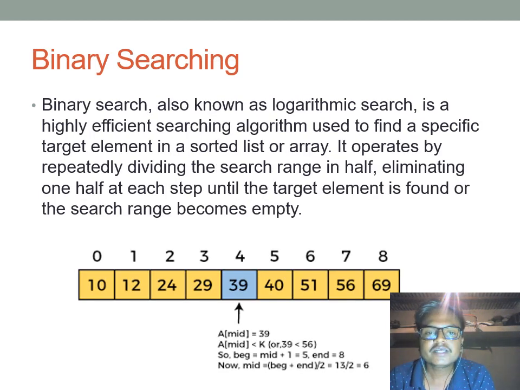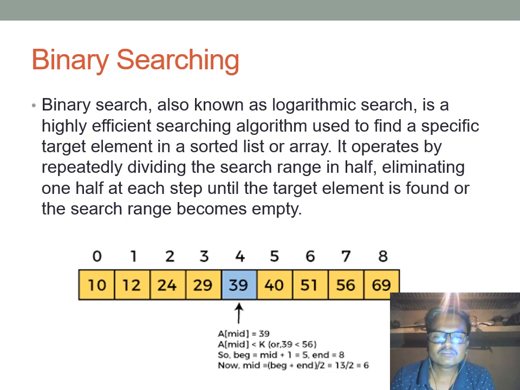The next one is binary searching. Binary search is also known as logarithmic search, a highly efficient algorithm because it finds a specific target element in a sorted list or array. If you are going to use binary searching in your list, your list needs to be sorted. If your searching list is not sorted, you can't use the binary search algorithm on it. You need to use the linear search algorithm.